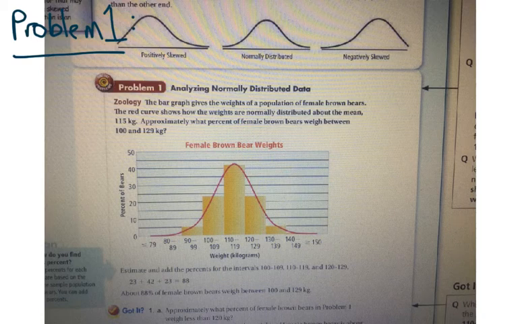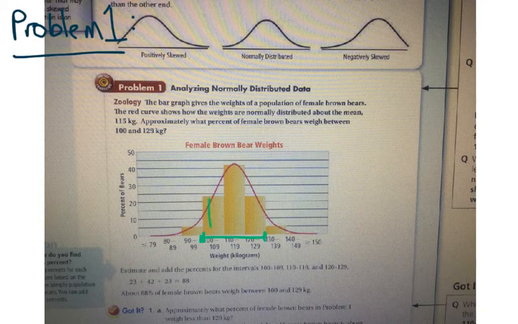Well, I want you to notice that the bottom of our graph is the weight in kilograms, and the left-hand side is the percent of bears that fall into that category. So if we want to find out the percent of bears that fall between 100 and 129 kilograms, we're going to look at from here, which is where 100 starts, to 129. And we're going to add the percents of those three bars. The problem is we kind of have to do some guesstimating about where those bars are at. And clearly the book does their guesstimating.